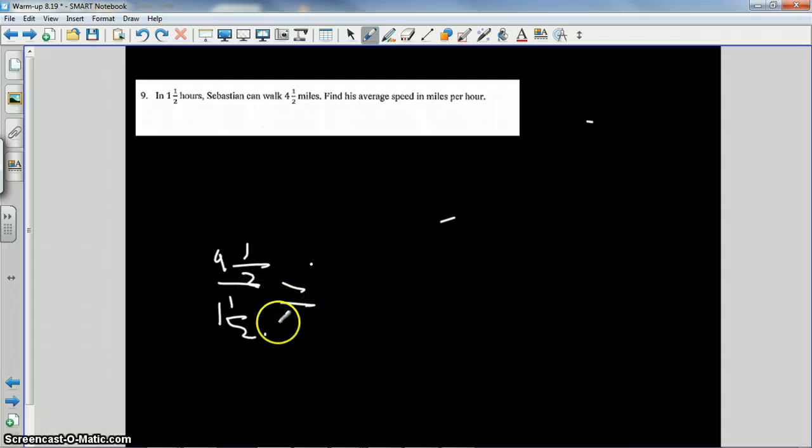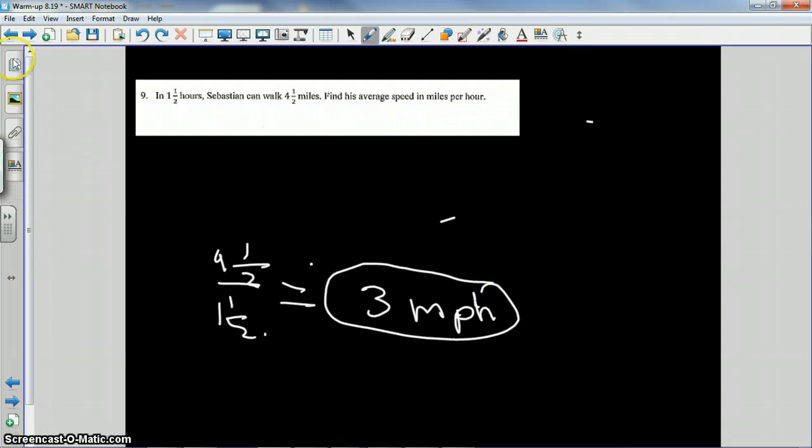To find unit rate, we just divide. So you're going to divide 4 1/2 divided by 1 1/2. And that gives you 3. And let's go ahead and put 3 miles per hour. It's important to have those labels on here. And we're done with that one.